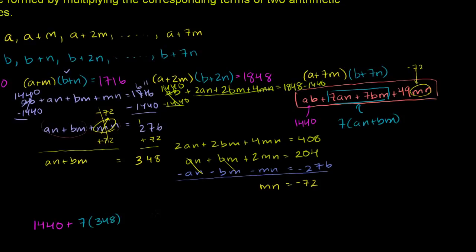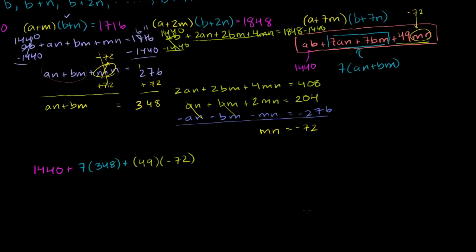And then finally plus this thing over here, plus 49 times mn, or we could say minus 49 times 72. So you could say 49 times negative 72. This is going to be the 8th term in our sequence. So let's figure out what this thing even is. Well, we could just multiply it out. So 7 times 348. I have no calculator at my disposal.